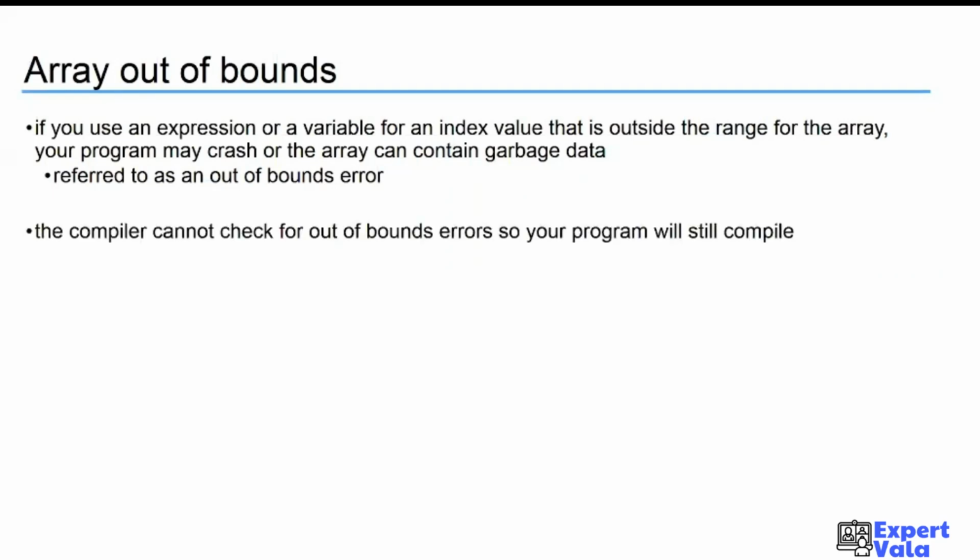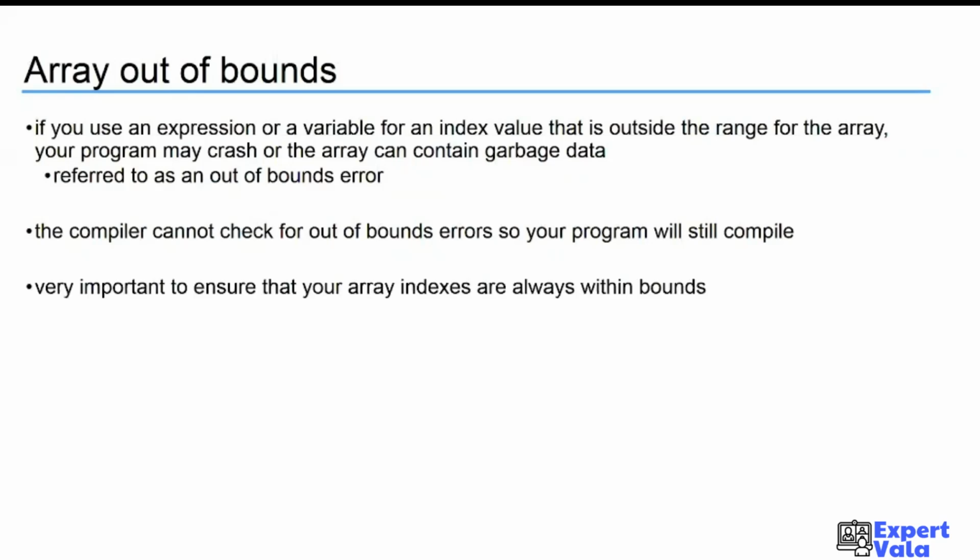And the issue is that the array out of bounds error cannot be checked by the compiler, because the compiler is not going to know if you are assigning something or accessing something greater than the size. It is still going to compile even though you have this out of bounds error. Essentially, the array out of bounds error is a runtime error. You are not going to find out about this error until you run the program. And again, it can cause your program to be very unpredictable.